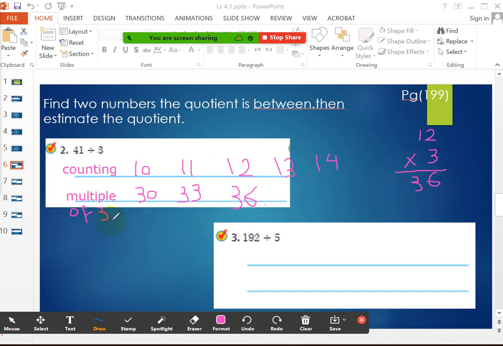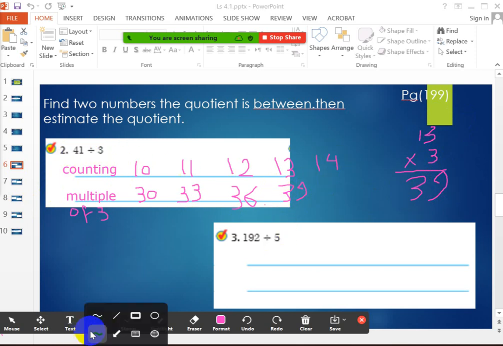13 multiply 3, look, I will do it here. 13 multiply 3. Let's do the answer. 3 multiply 3 equals 9. 3 multiply 1 equals 3. So it will be 39. Look, still the multiple is smaller than 41.